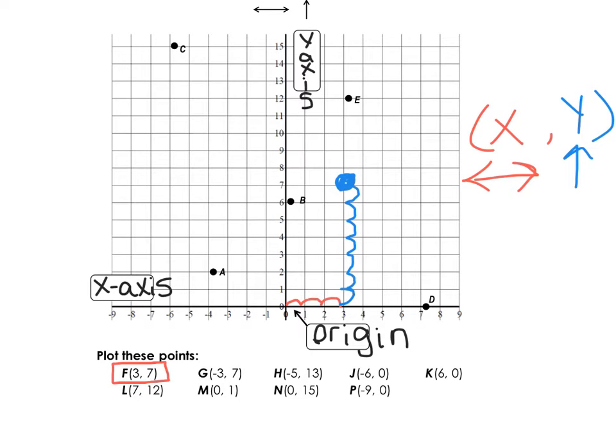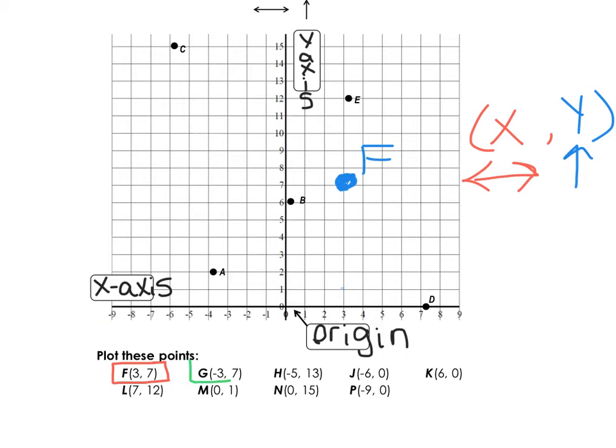Now I'm going to erase my work as I do it, because your work should not show the little loopy loops, just the dot and an F. See how I started at the origin, I went to the right 3 times, and then I went up 7 times. Okay, let's try another one.